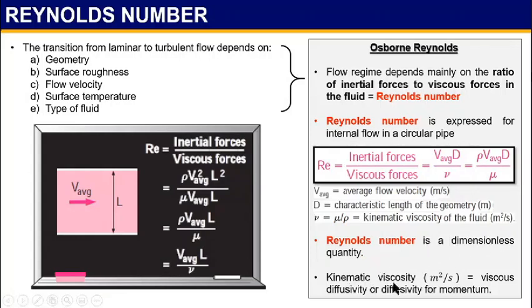Kinematic viscosity is equal to viscous diffusivity, or diffusivity for momentum. From the Reynolds number we can also calculate the kinematic viscosity using this equation, mu over rho. Here mu is dynamic viscosity, and the other is the kinematic viscosity of the fluid. So it's two different things, dynamic and kinematic viscosity.